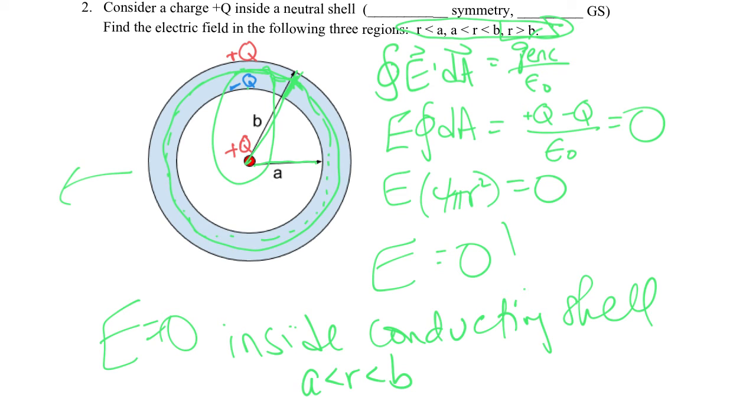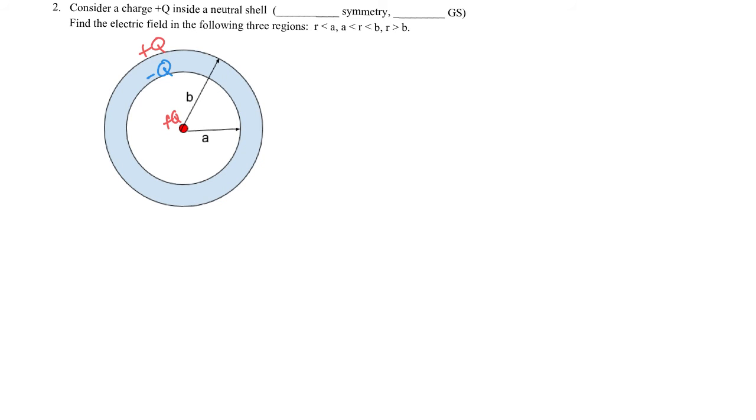Okay, so let's restart that and do R greater than B. I'll just redraw that. Oh my lord, no. So now let's do R greater than B. So our Gaussian surface is here.